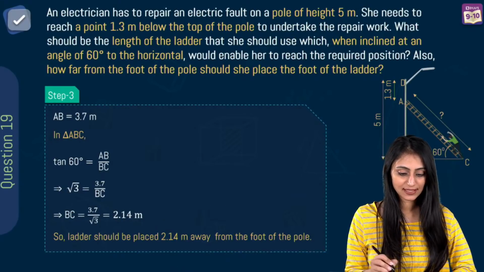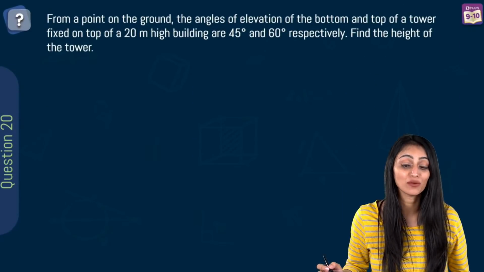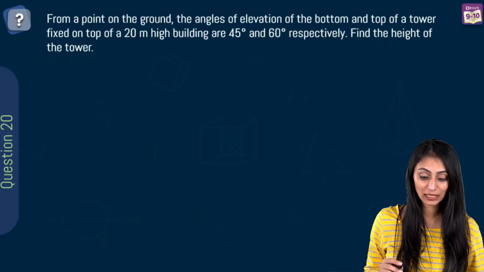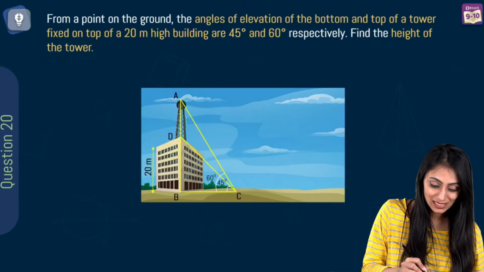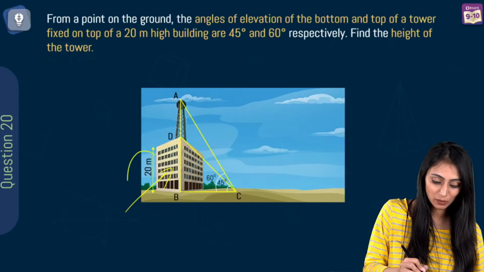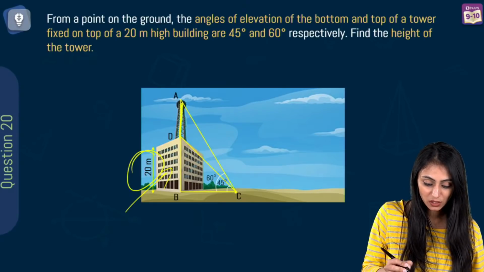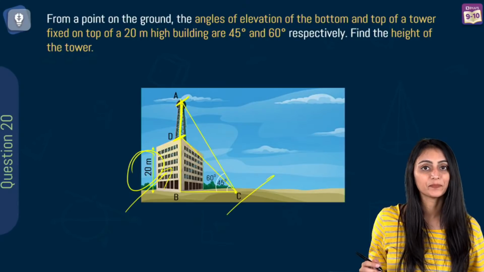Alright, let's move ahead. Let's take a look at the next question. So from a point on the ground, the angle of elevation of the bottom and the top of a tower fixed on the top of a 20-meter high building are 45 degree and 60 degree respectively. Find the height of the tower. So you can see this building over here, that's 20 meters high. Tower is on the top of it, that's AD. So from a point on the ground, the angle for the bottom of the tower and top of the tower are made. Yes?